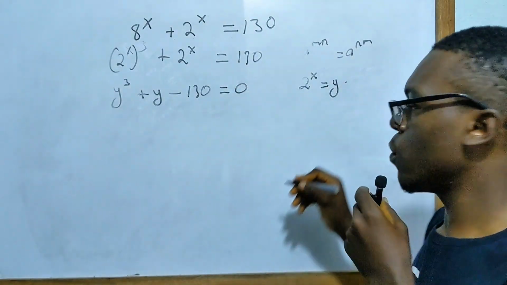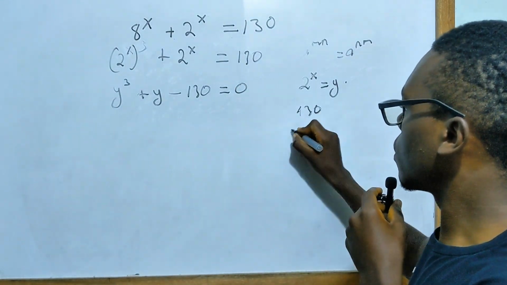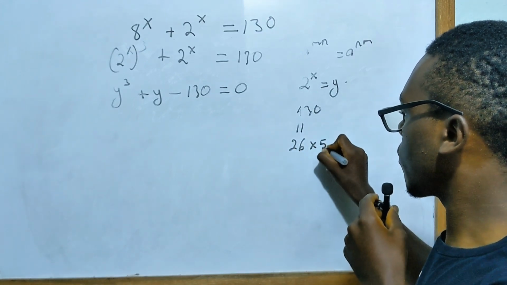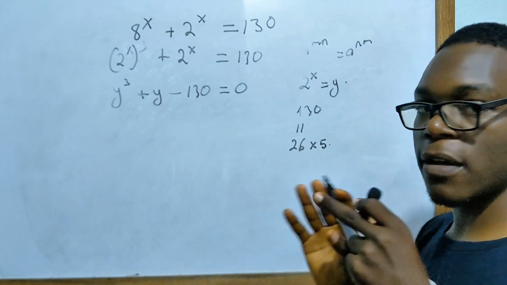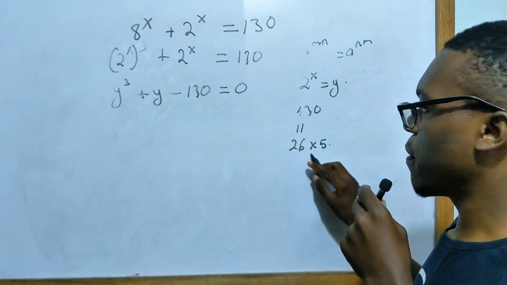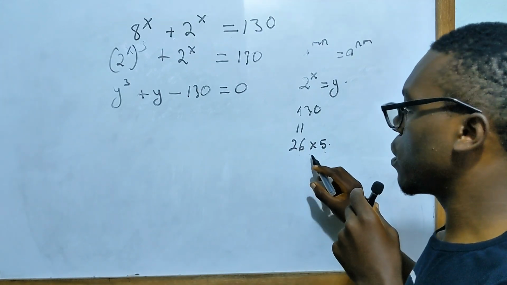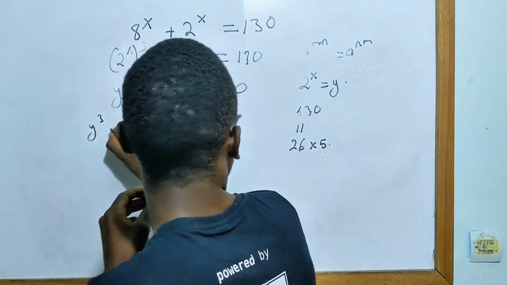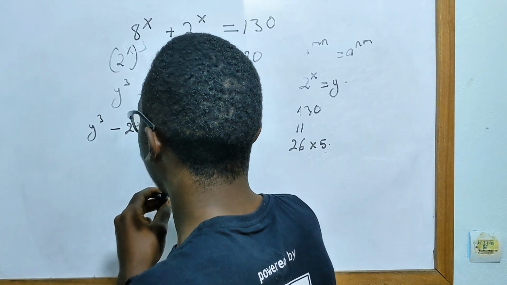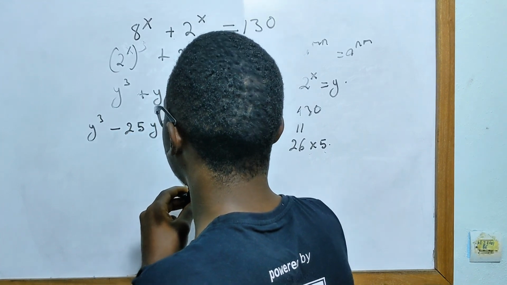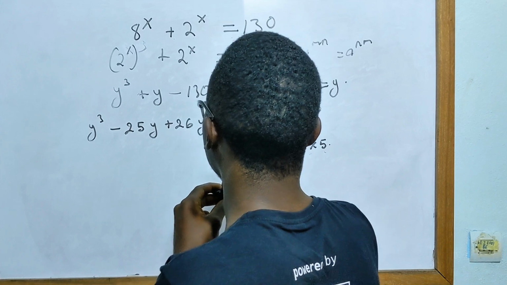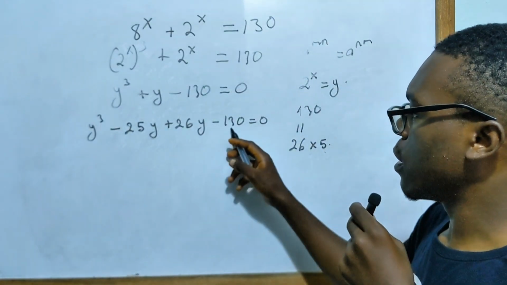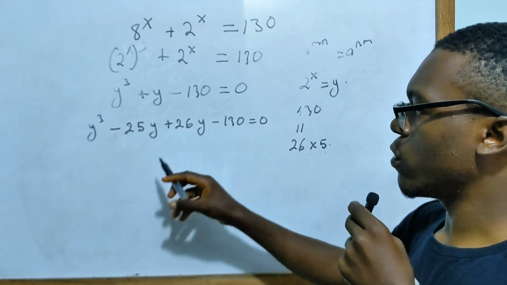We can further simplify 130 to have what? 130 equals what? 26 times 5. It's just like factorization. Hence, you have y cubed minus 25y plus 26y minus 130 equals 0. If you add this up, you're going to have 1.